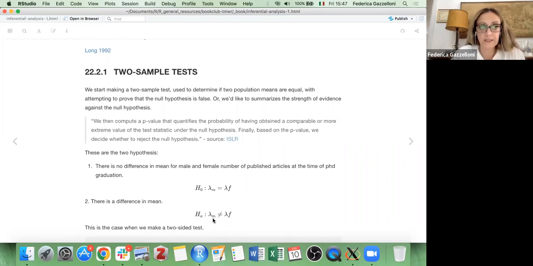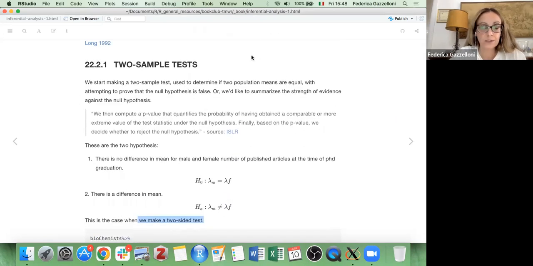So the difference in number of publications is different. When we use this sign as the alternative hypothesis, we are looking for the difference between two vectors. We are making a two-sided test, okay? We are excluding the one value which says that the mean number of publications is equal to each other. So we are searching, as the alternative hypothesis, all the things that are on both sides of the mean value. So we are doing a two-sided test.